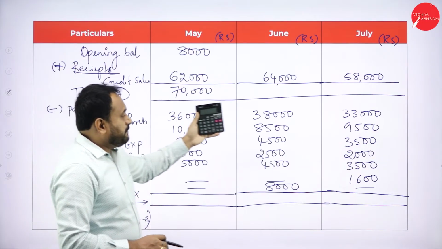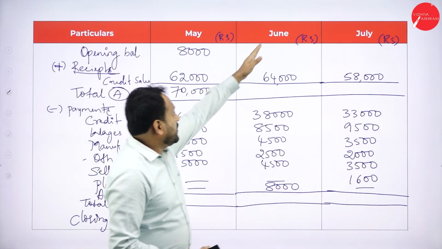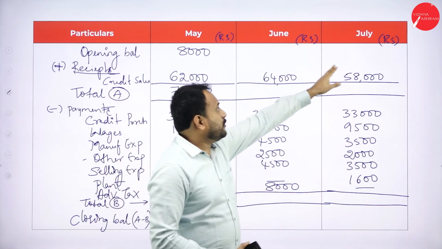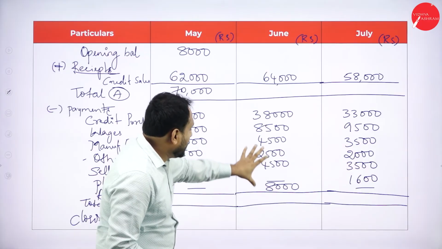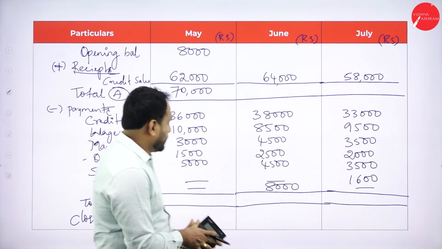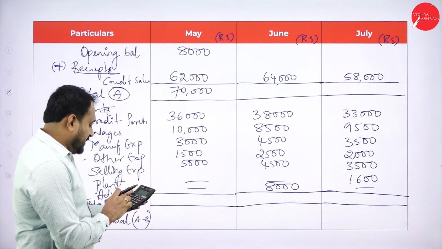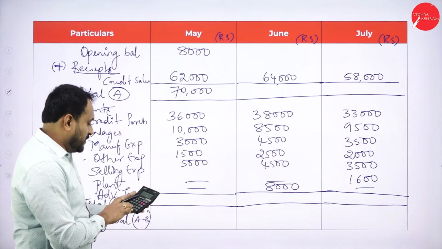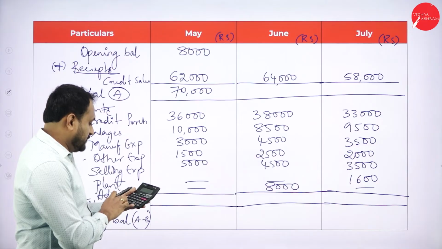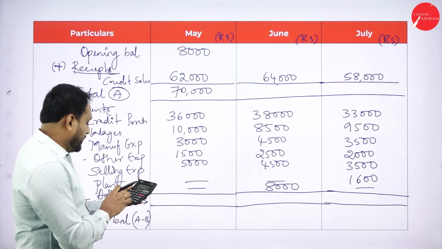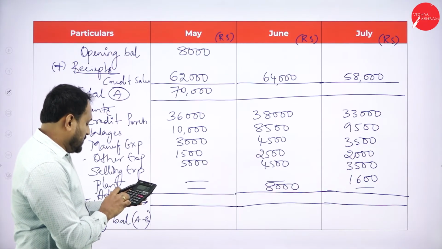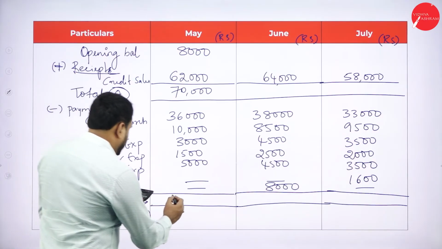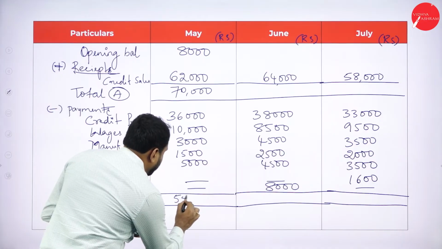But meanwhile, please don't calculate June and July. We need to write the opening balance of June and the opening balance of July. Till here you can calculate, only till here. Let's go with the first one here. 36,000 plus 10,000 plus 3,000, and then 1,500 and 5,000. So we have 55,500.